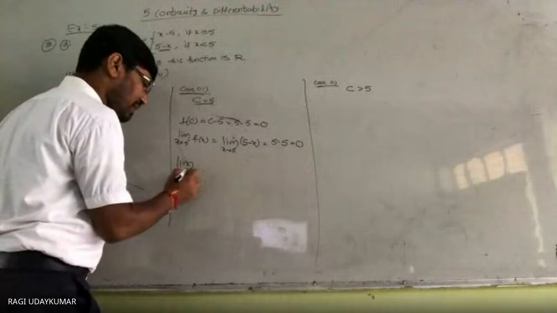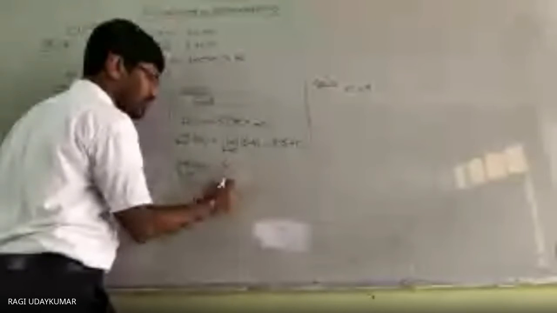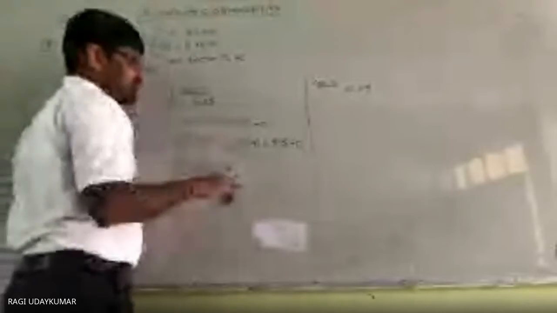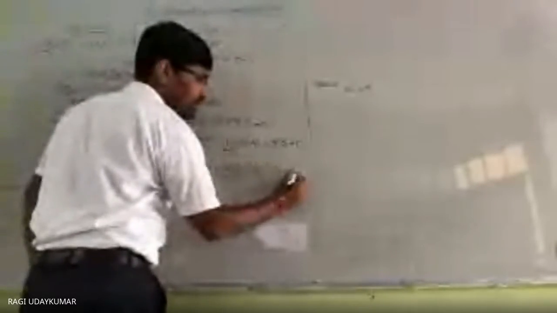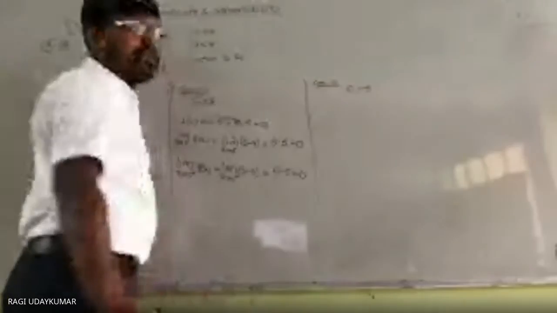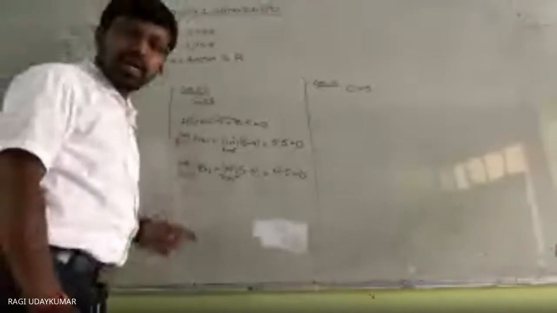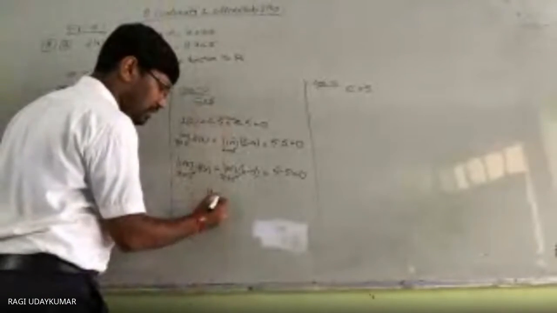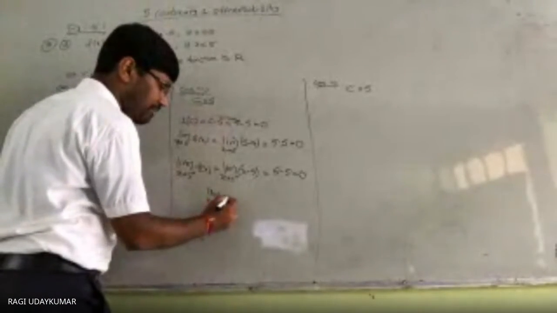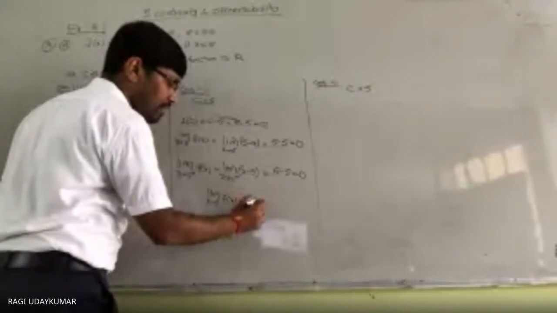Limit x tends to 5 plus f of x is nothing but the right side of 5, positive, greater than 5. So x minus 5 should be taken. In this situation also, substitute 5 in place of x. 5 minus 5. So both are equal. Left hand limit and right hand limit are equal, and they are equal to f of c. So limit x tends to 5, f of x is equal to f of 5.